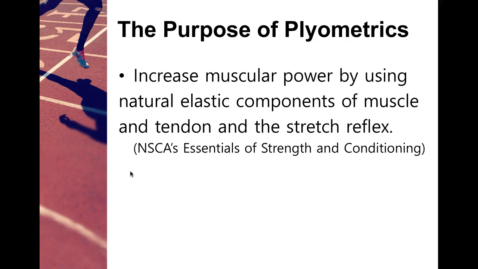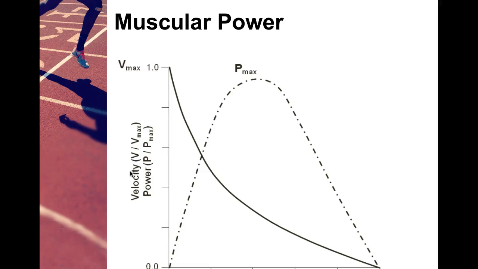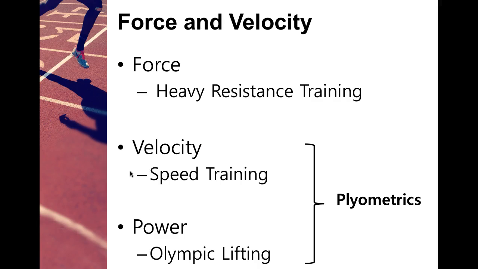So what is the purpose? Increase muscular power by using natural elastic components. All right, and we look at the force velocity curve and power development here. We know as power is the highest, so is velocity, right? So that's very important that at the peak, as power increases, so does force, and as that power decreases, so does force as well. With heavy resistance training, velocity and power are both kind of in that plyometric zone, okay?